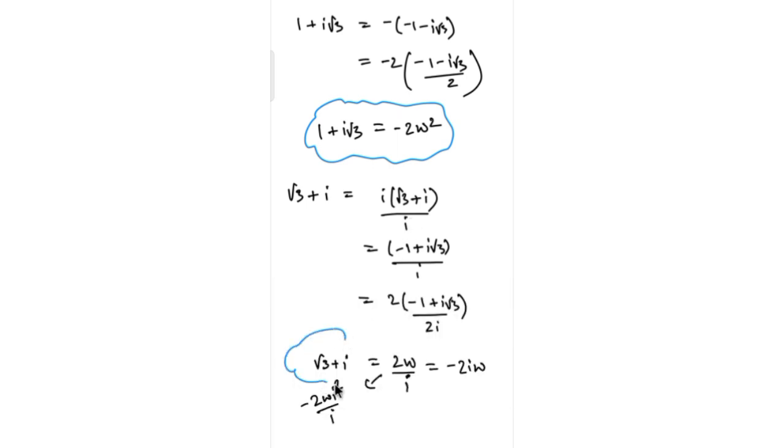So if the real part and imaginary part are in the ratio of 1 is to root 3 or root 3 is to 1, then we can write it in this way.